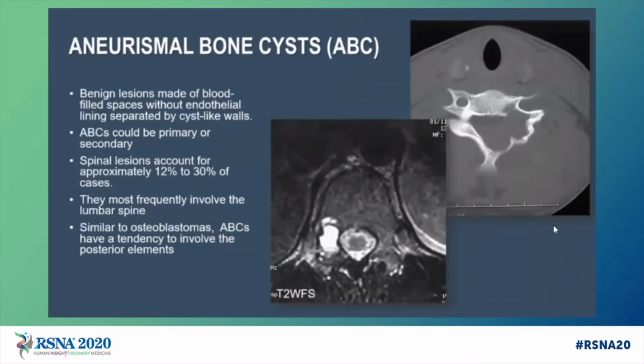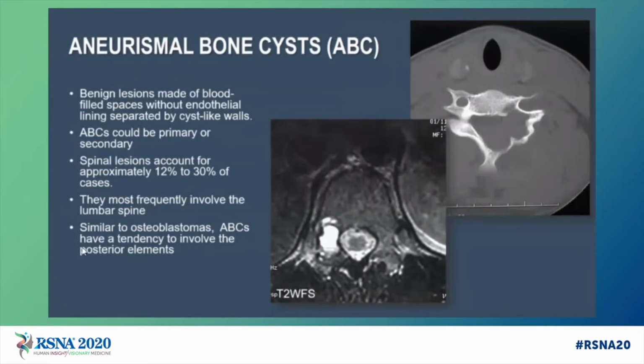Aneurysmal bone cysts, they're benign lesions and they're blood-filled spaces separated by cyst-like walls. They could be primary or secondary. And spinal lesions account for approximately 12 to 30% of cases. They most frequently involve the lumbar spine.